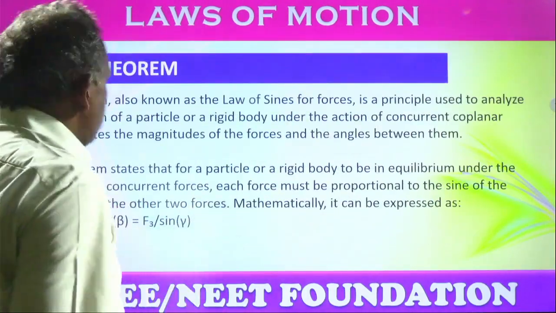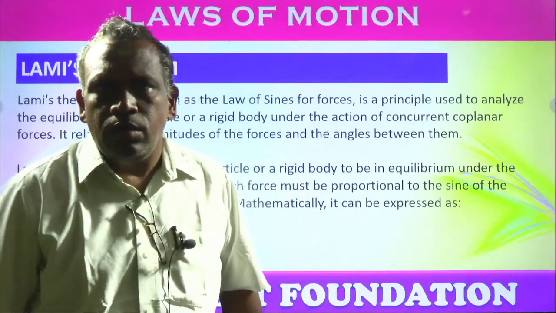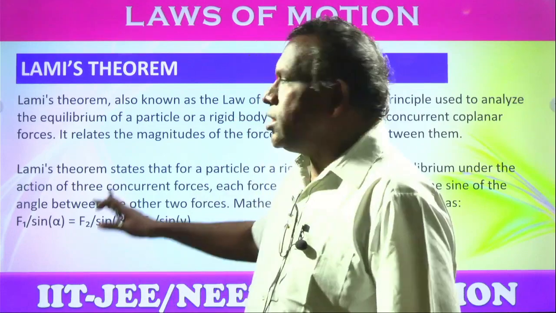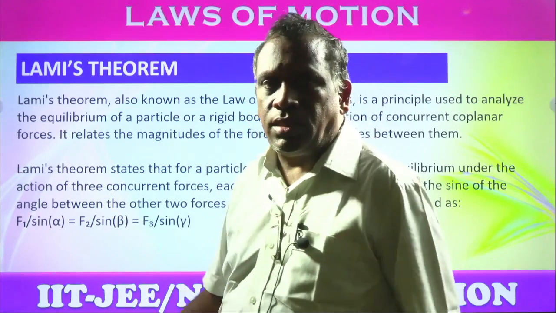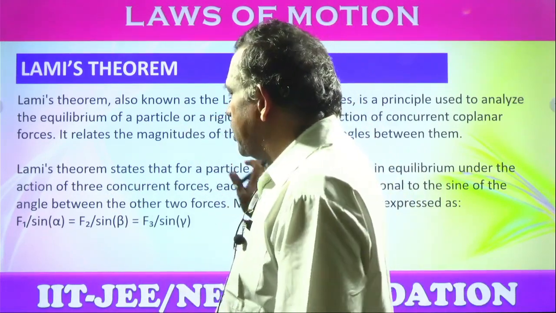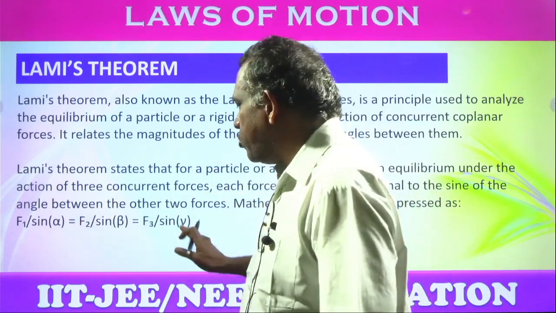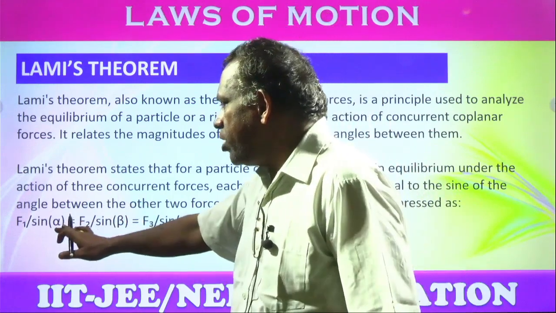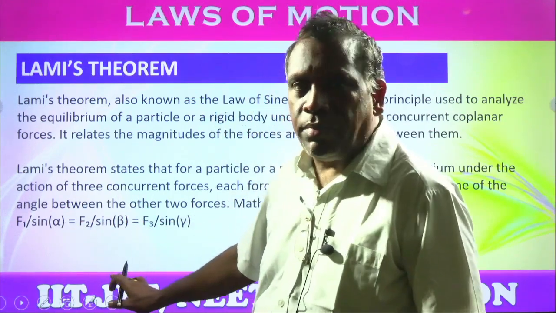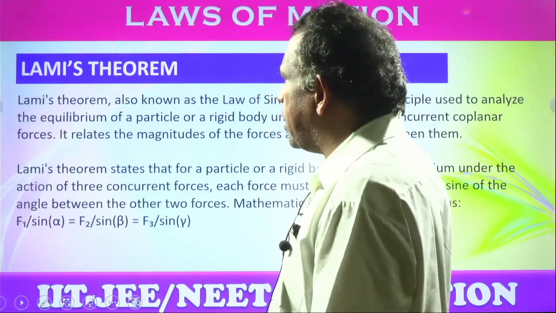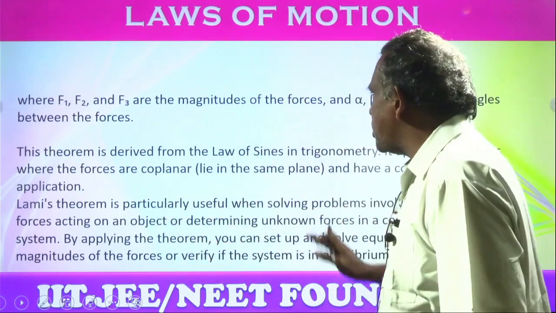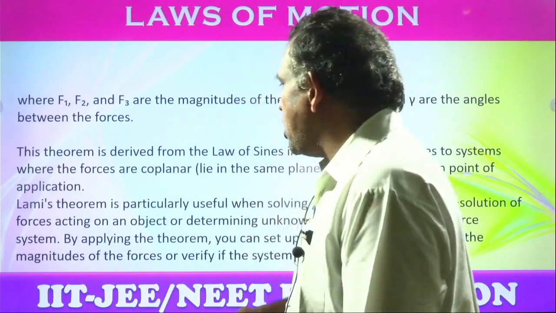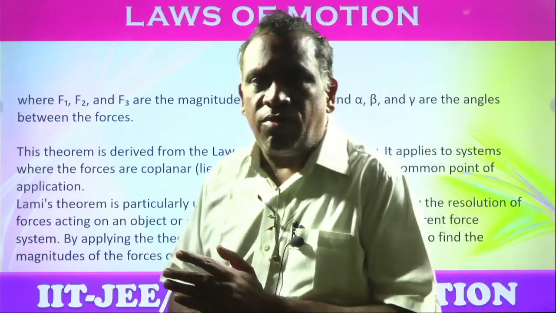So we'll continue the last video. In Lami's theorem, Lami's theorem is nothing but the law of sines of forces. There are three different forces, F1, F2, F3, acting at a common point. F1 by sin alpha is equal to F2 by sin beta is equal to F3 by sin gamma. Here F1, F2, F3 are the forces, and alpha, beta, gamma are the angles. This theorem is derived from the law of sines.